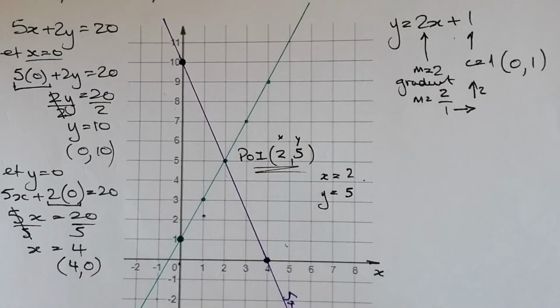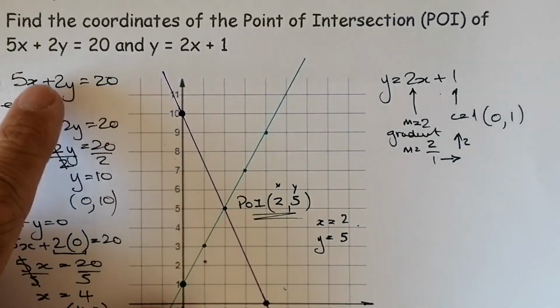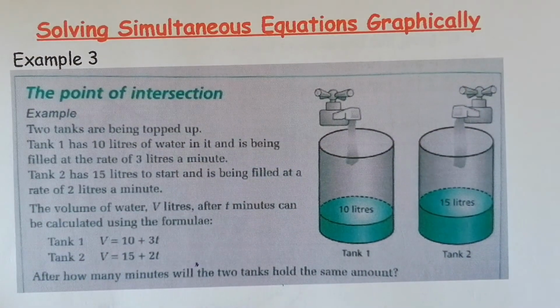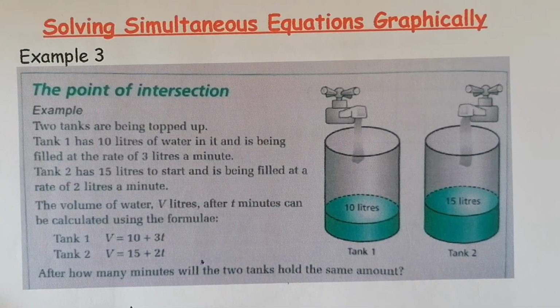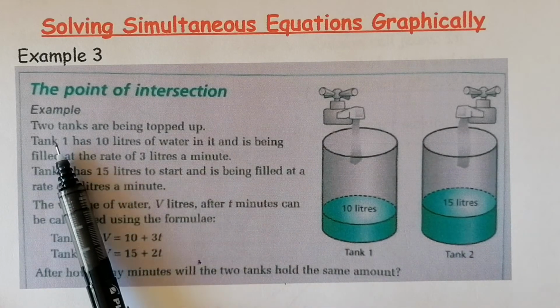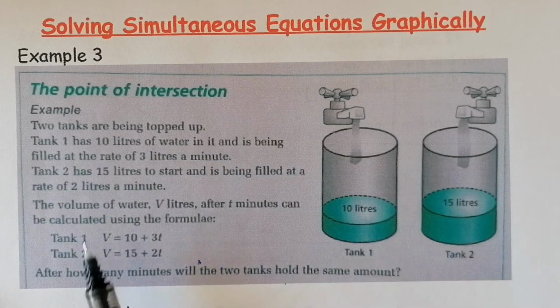Okay, that's what we're doing with some of the simpler equations when we're just given the equation of the line. Quite often we're given a kind of scenario. And what we have here, if I can just run through this one quickly with you, we're looking for a point of intersection. The two tanks are being topped up, so two separate tanks.